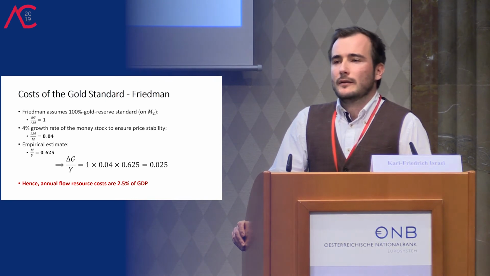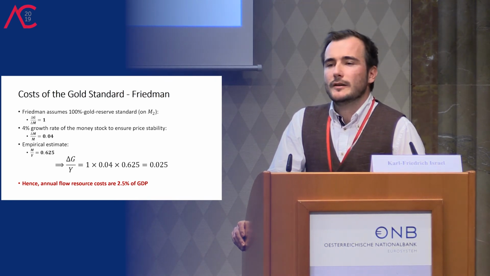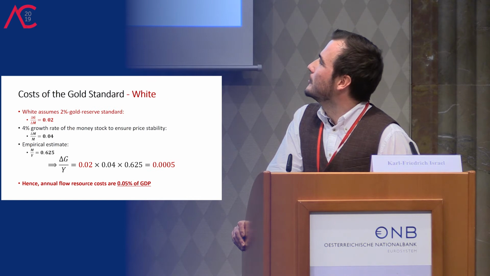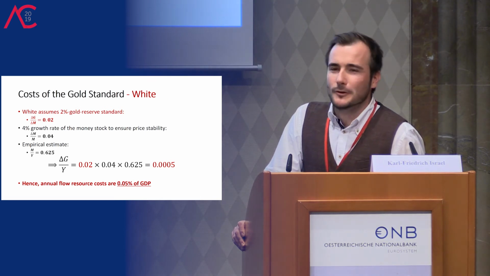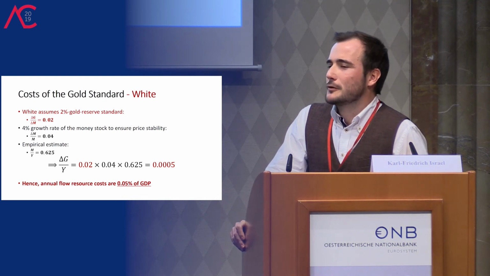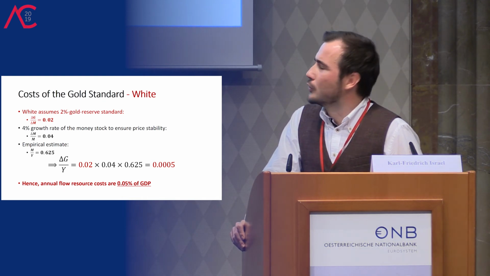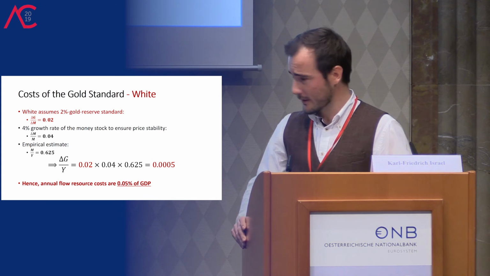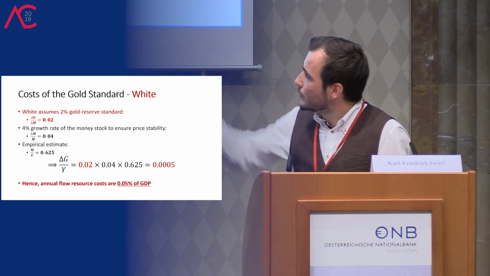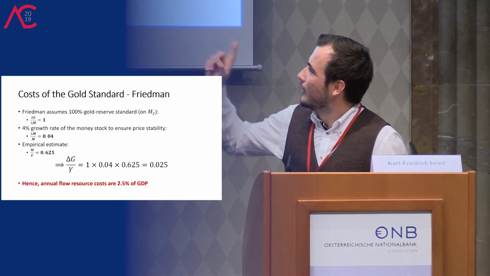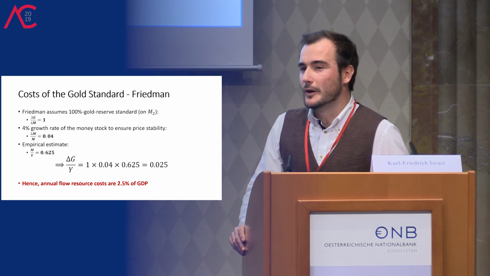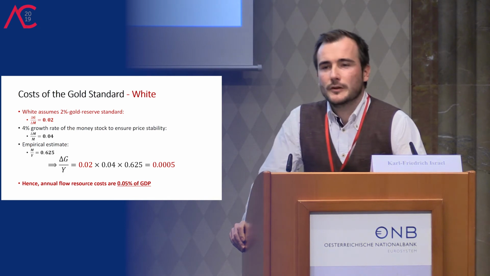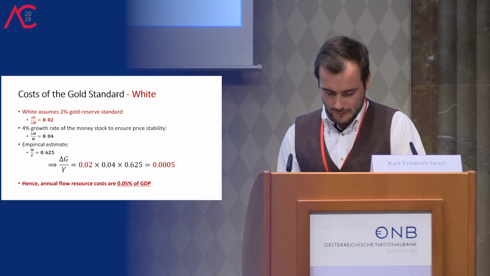That's somewhat of an exaggeration, and Lawrence White has pointed this out. His argument is that if we want to have a gold standard, we would of course not have a 100% gold standard, but we are content with having 2% reserves. 2% historically have existed, for example, in the free banking period in Scotland that Larry White and George Selgin have studied. And if you change the reserve ratio from 100% to 2%, your estimate goes down to 0.05% of GDP every year. So this looks much better already.